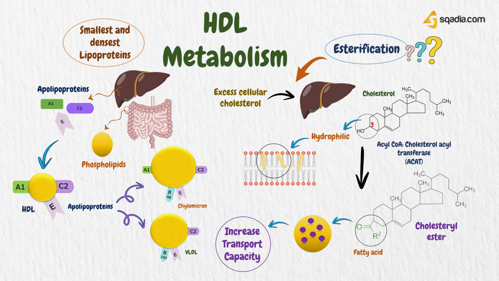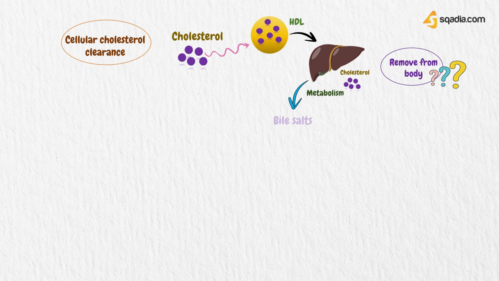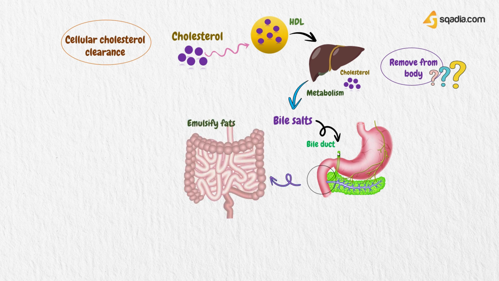Until now, we have cleared our concepts on the cellular cholesterol clearance, that is how cholesterol is packaged inside the HDL and then transported towards the liver. Now we will move forward to know about how it will be removed from the body. When it enters the liver in the form of cholesterol esters, cholesterol is metabolized to form bile salts, which are excreted in the bile duct that enters the small intestine.